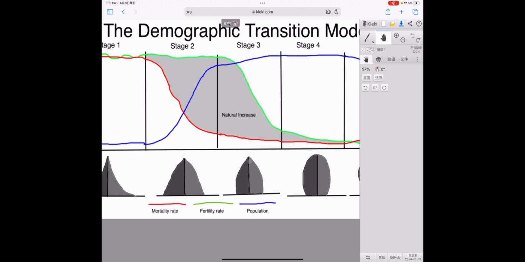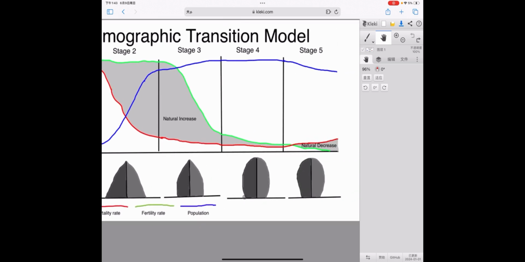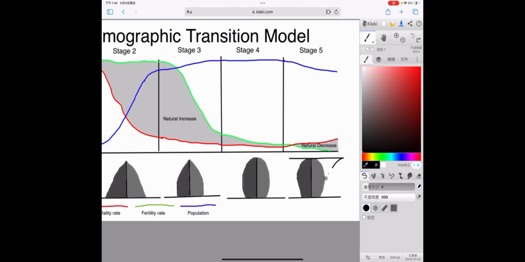In stage 3, as the fertility rates drop, we see the bottom kind of starts to flatten out instead of growing. And in stage 4, we see the same thing happen, but a little bit more. So you kind of have the bottom that's shrinking, and in stage 5, it will sort of in some way resemble an abstract flipped around triangle.